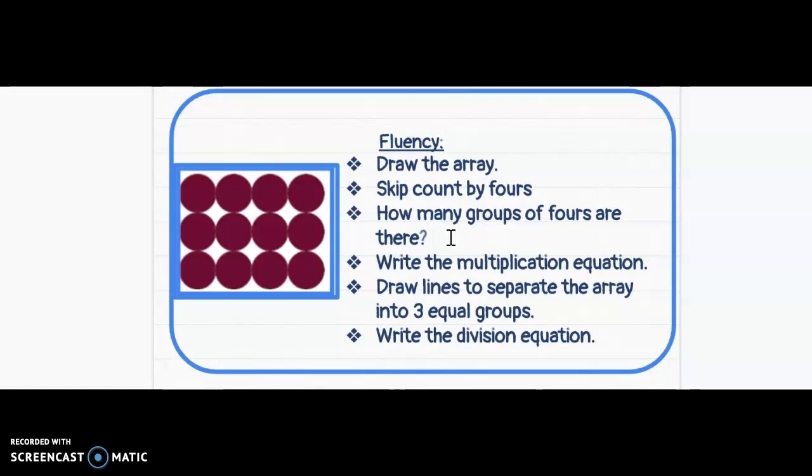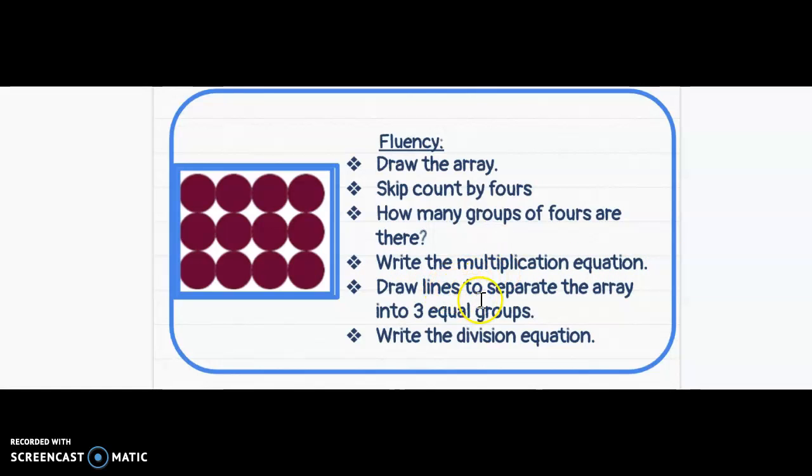Yes, I am seeing 3 groups of 4. Now write the multiplication equation for that on your whiteboard. Don't show us the answer yet. 1, 2, 3, show us what you wrote. Wonderful. 3 times 4 equals 12.